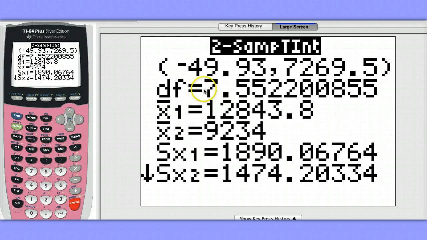Notice the degrees of freedom here is 7.55. When we did it by hand, we had the more conservative 4. So the interval's not quite as wide as it was in our notes.